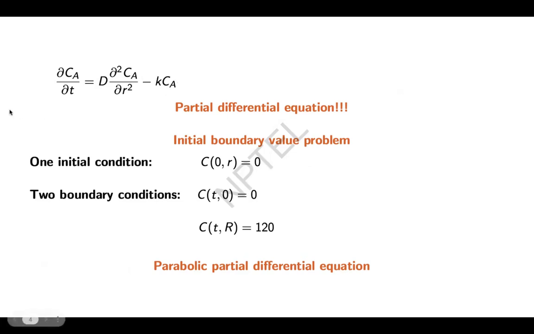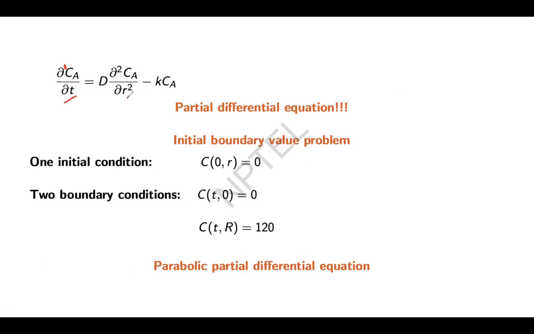Next is the initial condition. What conditions do you need? One thing to observe is that with respect to time, it is first order: there is only dou by dou t, not dou square by dou t square. It is only a first order derivative, not a second order derivative. When the power is one, you need one condition with respect to time. That is called the initial condition.